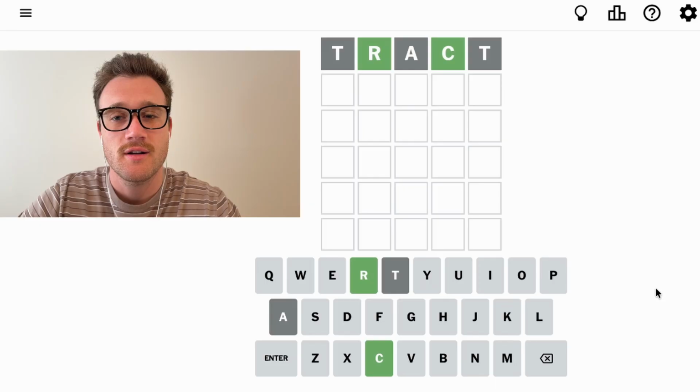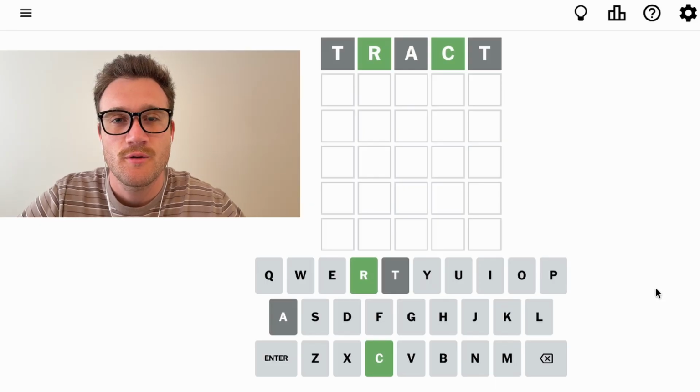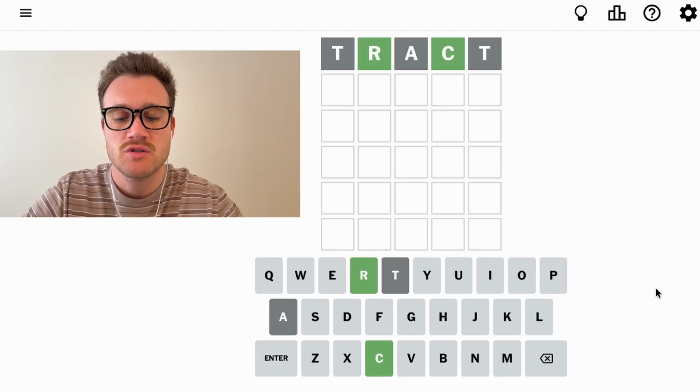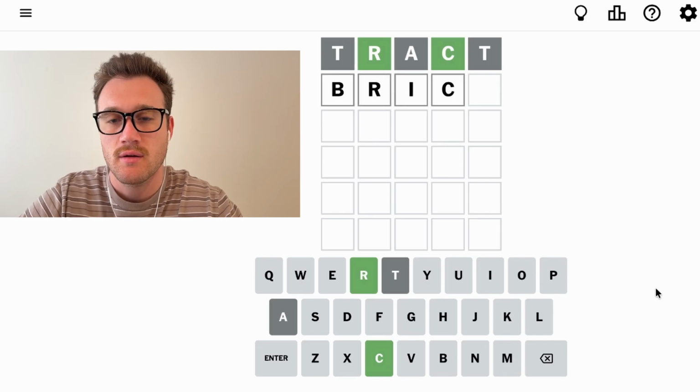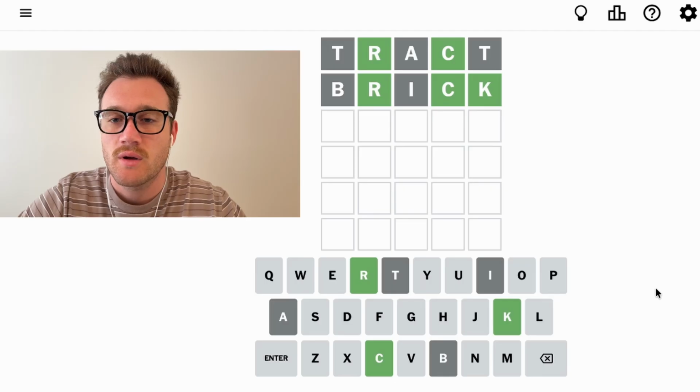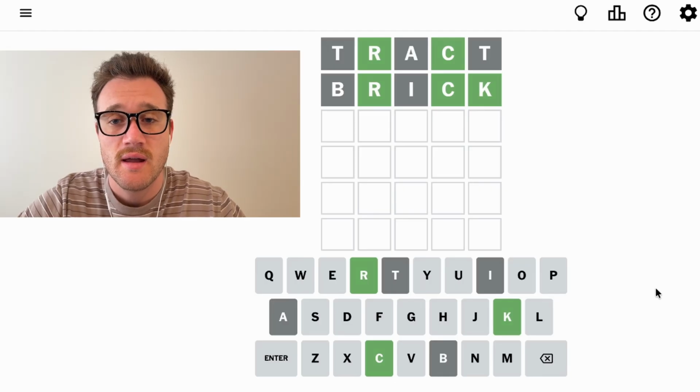Okay, green R and a green C. Let's do it. All right, I'm thinking this one ends with a K today. In the center, maybe the most likely would be with an I. So let's try something like brick and see what we get. Okay, confirm the K, and we know it's not an I in the middle now.